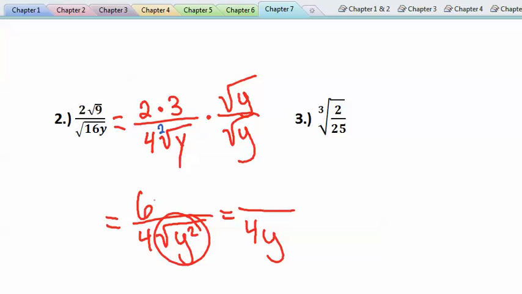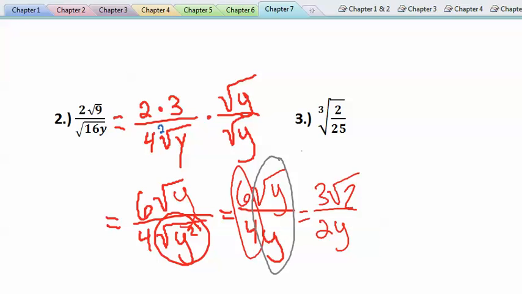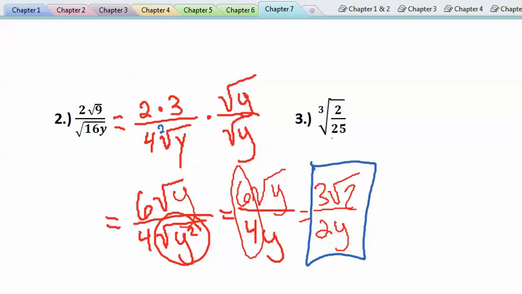which will come out evenly, so it'll be 4y. Now my numerator will be 6 square root of y. And that doesn't reduce, so we leave that there. But the 6 and the 4 do, so it'll become 3 over 2. Keep the y. And remember, square root of y over y doesn't cancel because you can't cancel something that's in a square root. So the final answer is 3 square root of y over 2y.